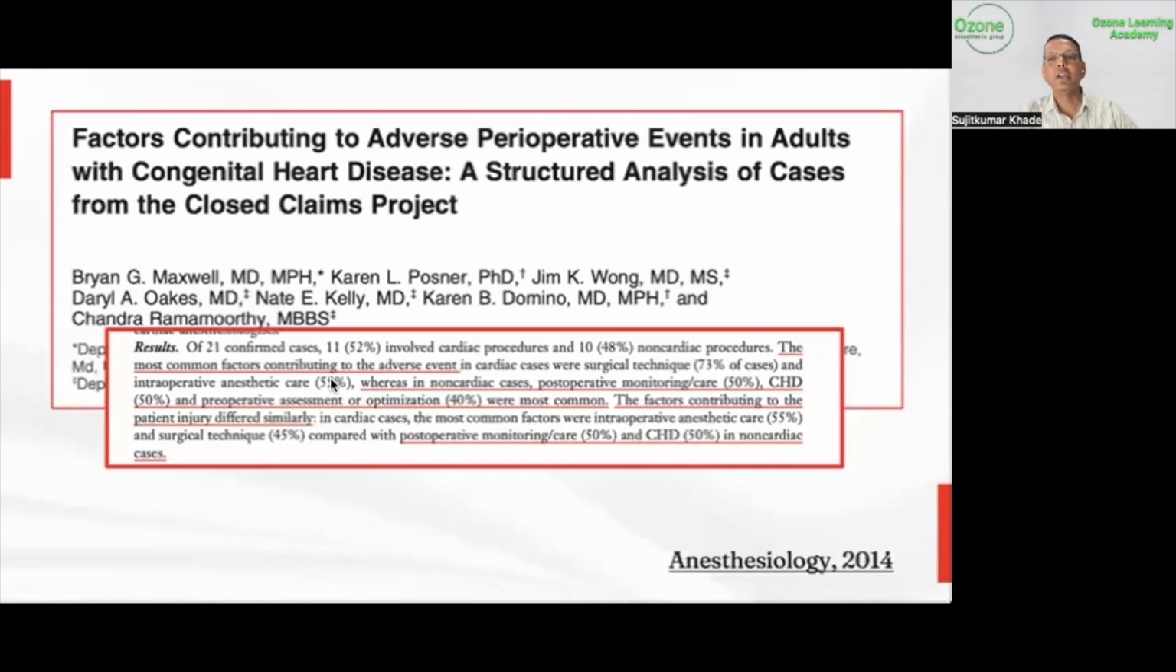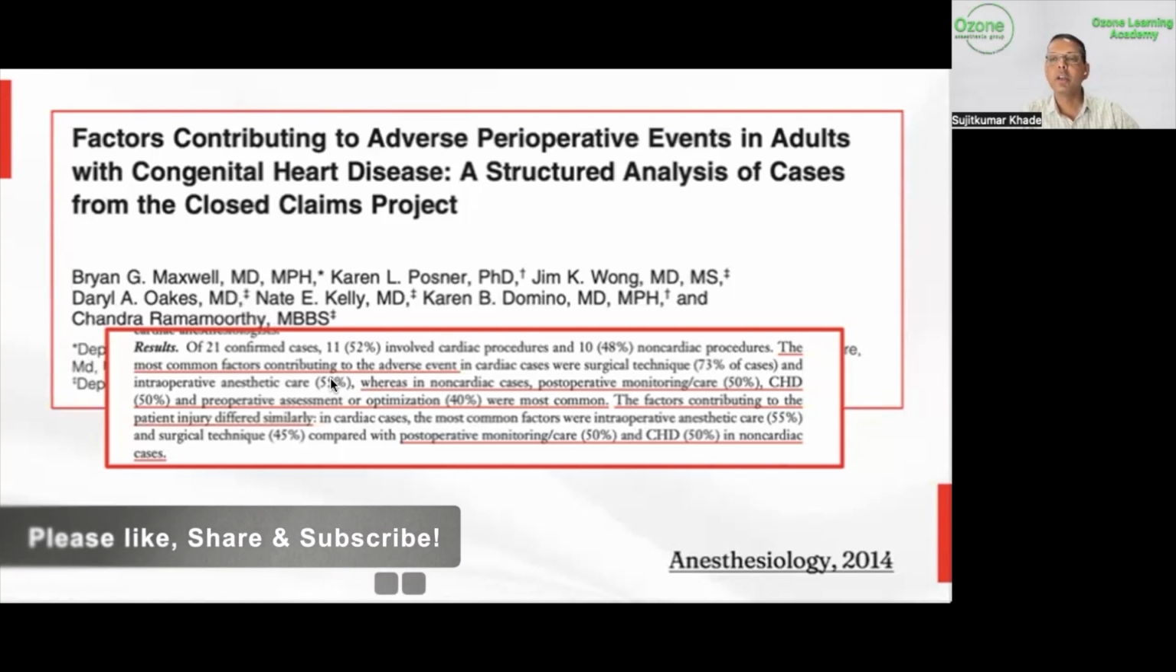This article, published in the Anaesthesiology journal in 2014, studied factors contributing to adverse perioperative events in adults with congenital heart diseases. They found 21 cases. Out of that, 11, that is almost 50%, involved cardiac surgeries and another 10 non-cardiac procedures. The most common factors contributing to the adverse event in cardiac cases were surgical technique and intraoperative anesthetic care, whereas in non-cardiac cases, postoperative monitoring contributed 50% and preoperative assessment or optimization contributed 40% of the causes of adverse perioperative outcomes.